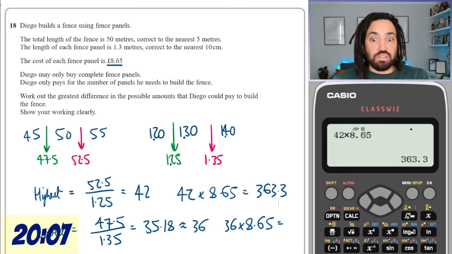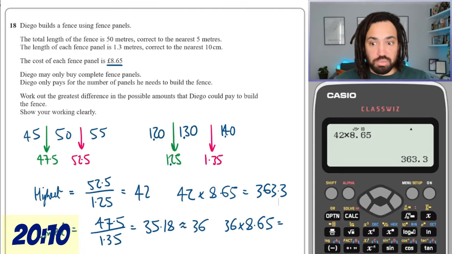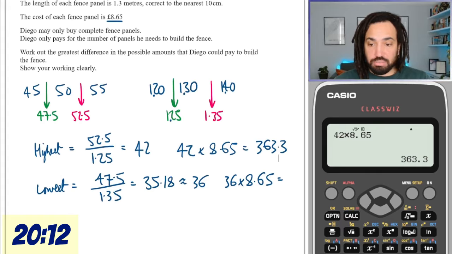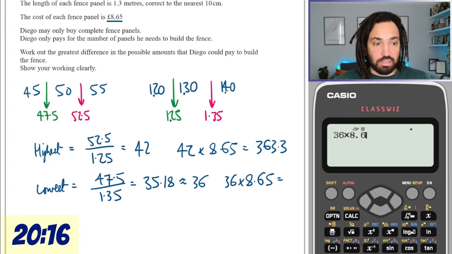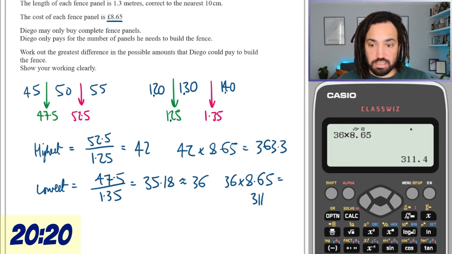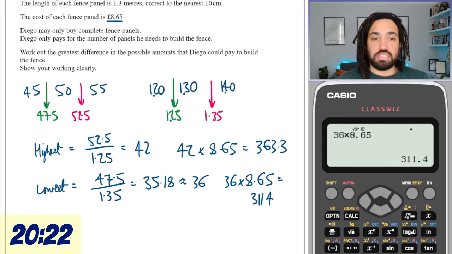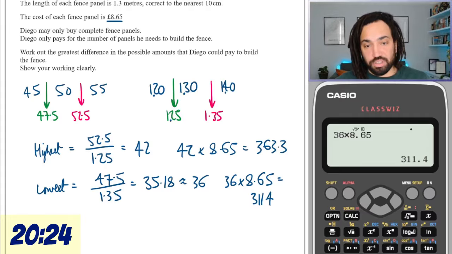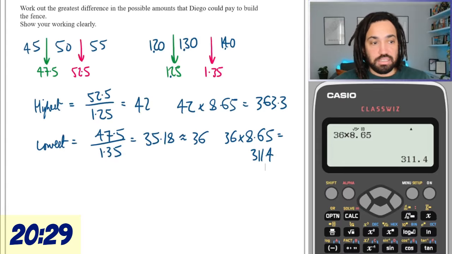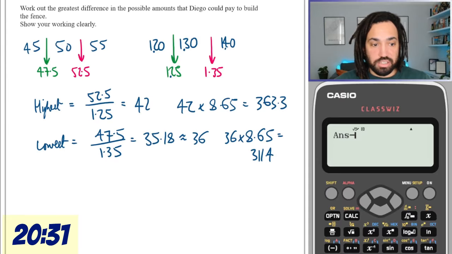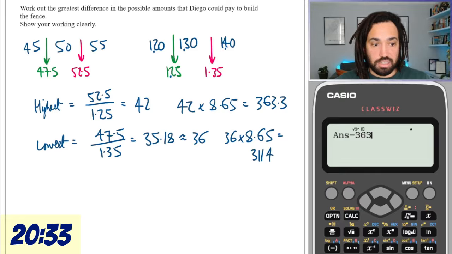I mean, he's not going to get away with 35, is he? Not possible. So it's going to have to be 36, which is this. It says work out the greatest difference in the possible amounts that he could pay. So I have to do the difference between this and this one.